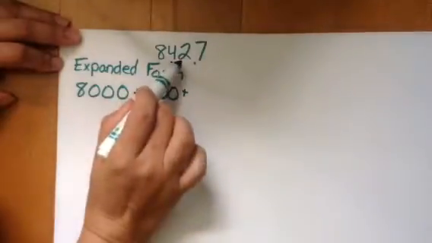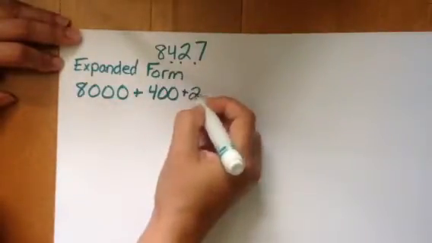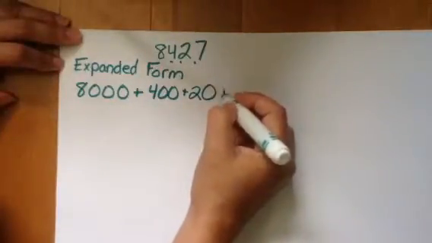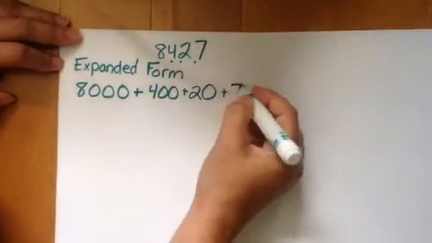Then I'm going to go next to the 2. There's 1 number after the 2. And then there's no numbers after the 7. So I just write 7.